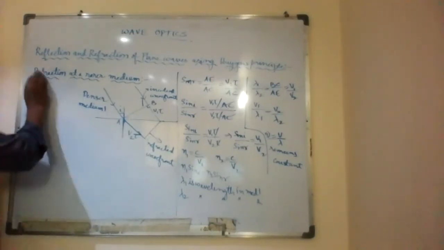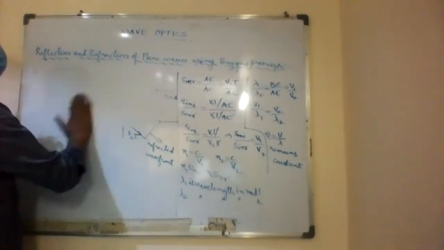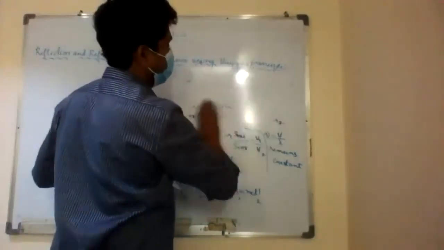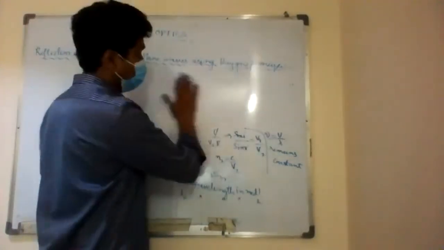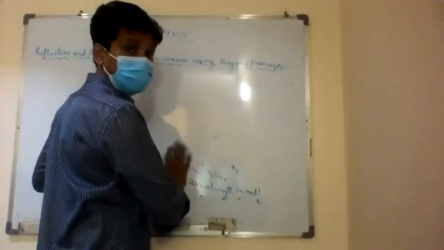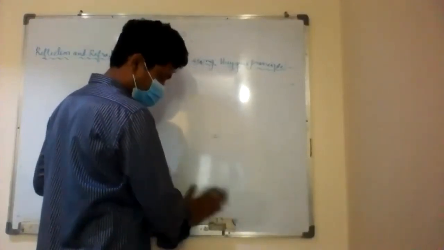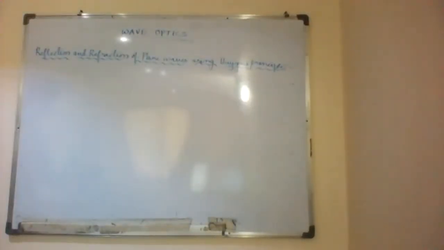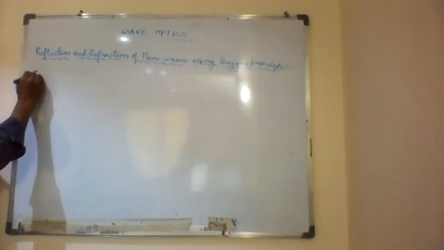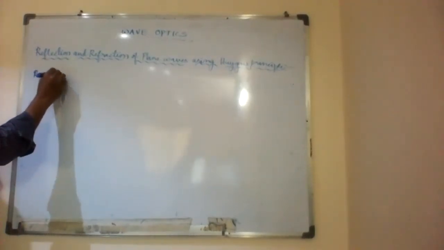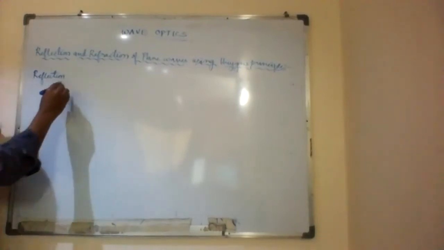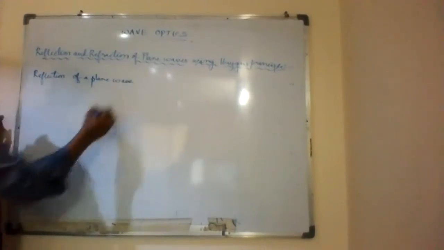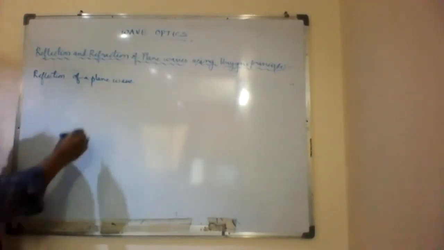Okay. Now, this is clear, right? Perfect. Yes, Joan. Is it clear? Now, reflection at a plane. Reflection of a plane wave. Reflection of a plane wave by a plane surface.